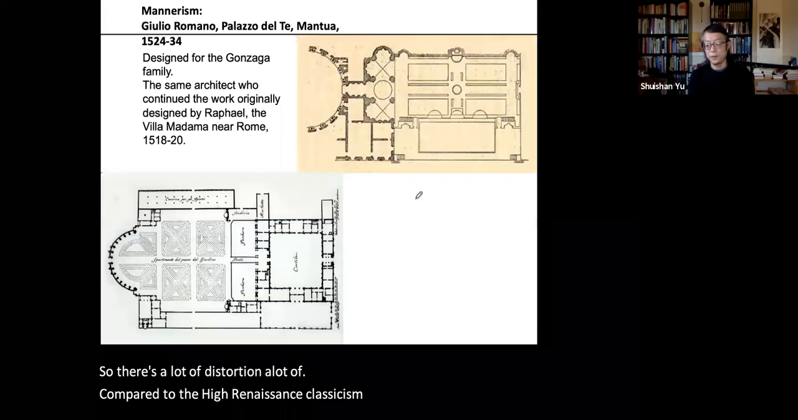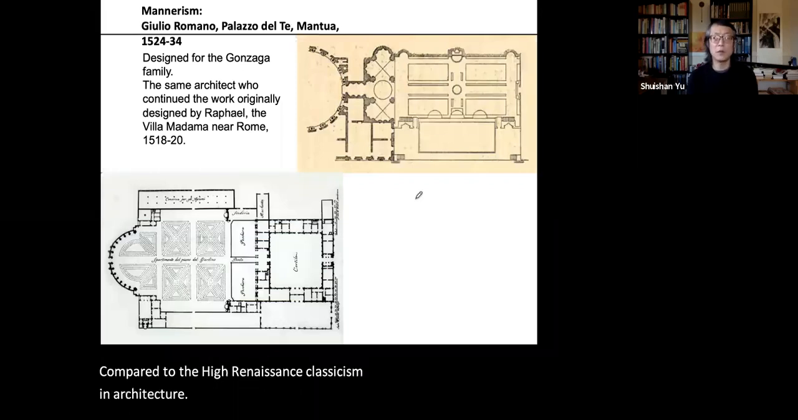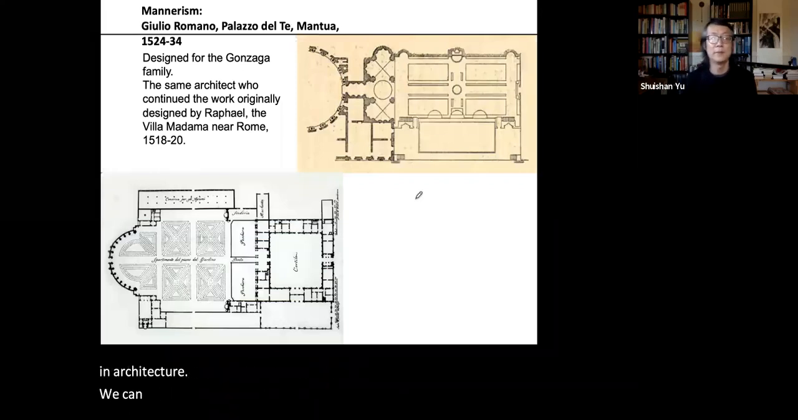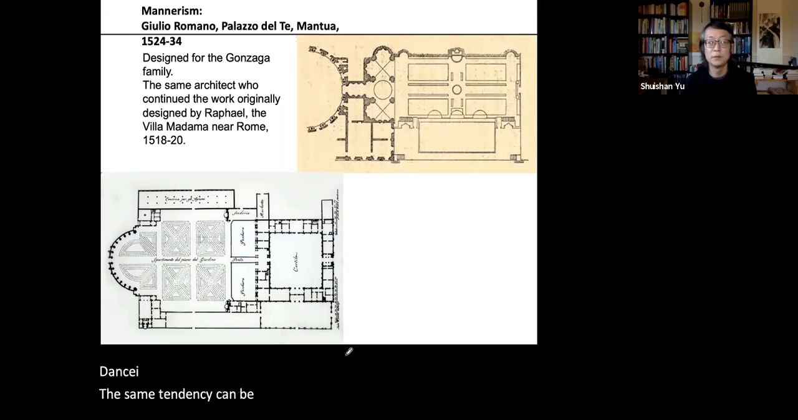In architecture, we can observe the same tendency. The same tendency can be observed in Romano's architecture.